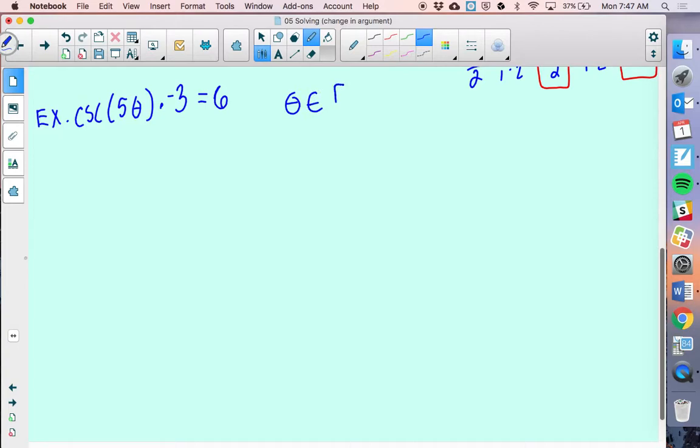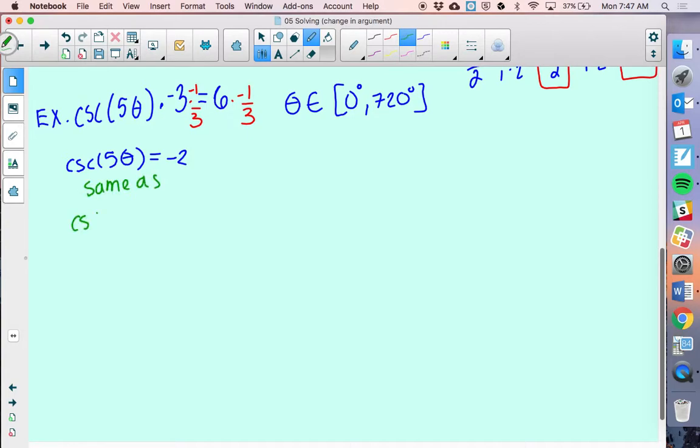Theta between 0 degrees and 720 degrees. Okay, so I'm going to isolate my trig function first. So I'm going to go times negative 1 over 3 on both sides. And I'll have cosecant of 5 theta equals negative 2. Now this is the same thing as, sorry, sine of 5 theta equals negative 1/2.